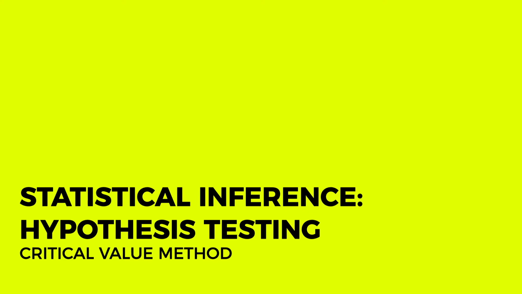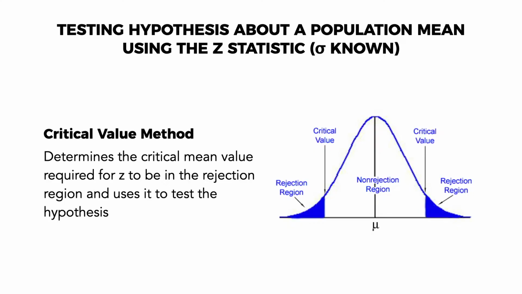This time, we will test the hypothesis using the critical value method. In the critical value method, it is about determining the critical mean value required for Z to be in the rejection region and uses it to test the hypothesis. With the critical value method, we will identify the critical value. This critical value is the parameter or the boundary that separates the non-rejection region and the rejection region.